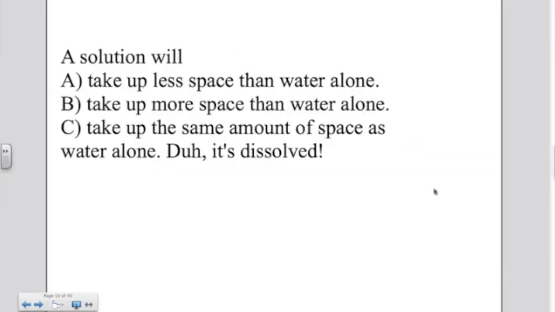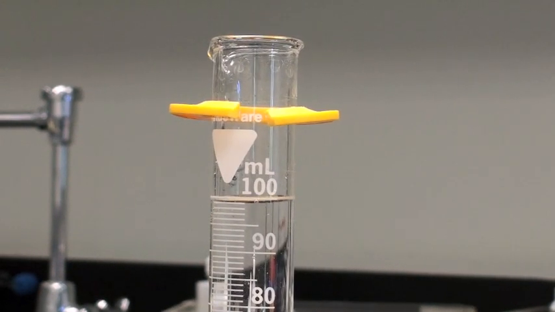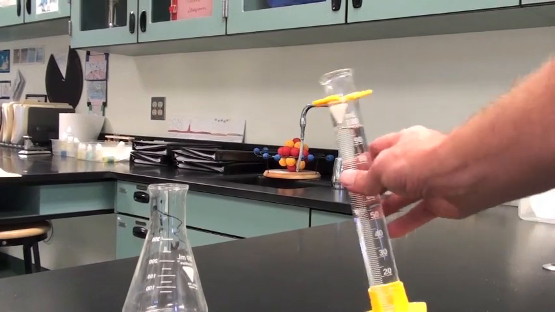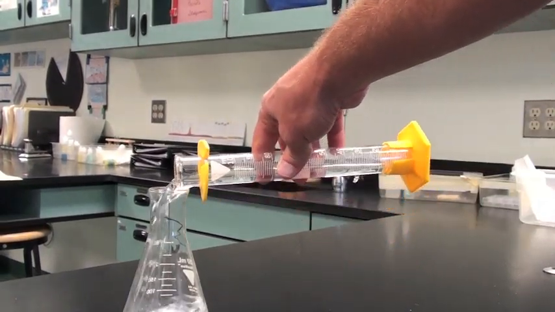Before we get too far along, let's see what you understand about things that dissolve in other things. Answer this question. Let me give you a visual to help clarify the question. I have a certain amount of liquid water here, 100 milliliters. We're going to pour this into a flask.